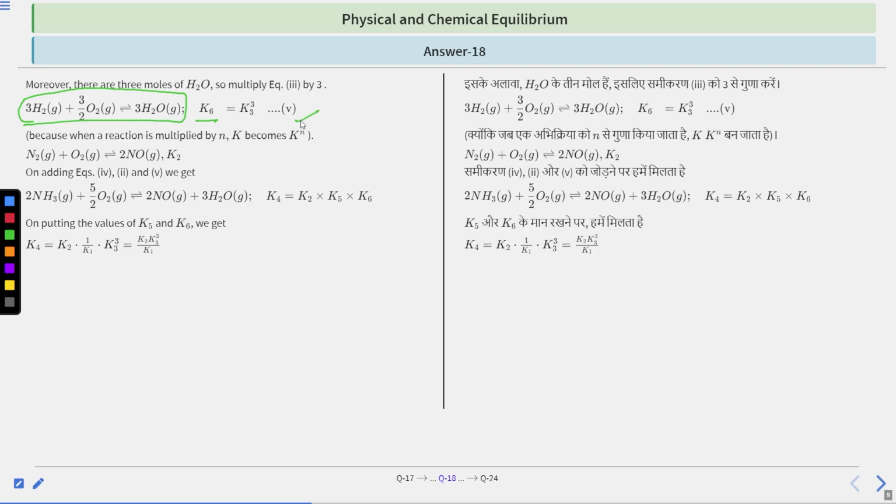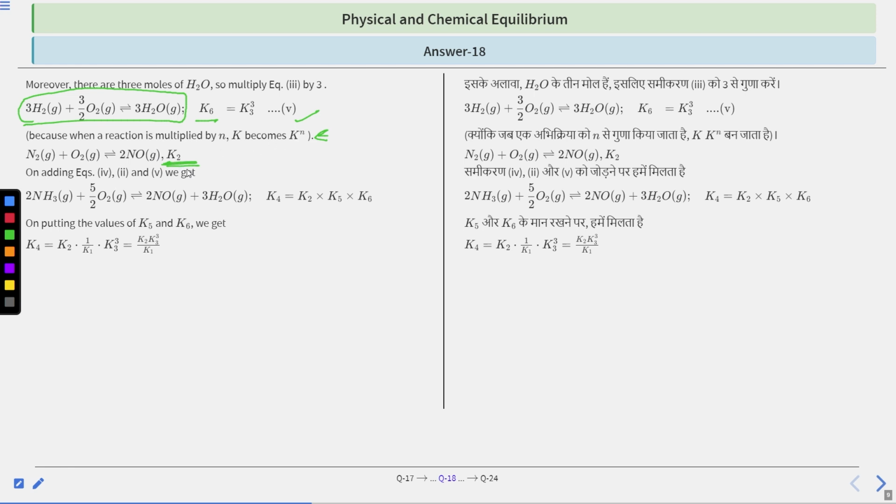Let's suppose this is the fifth equation. Because when a reaction is multiplied by n, K becomes K to the power n, we know this concept. That's why K6 will become equal to K3 to the power 3, because we multiplied the third equation by 3. Now, N2 plus O2 gives 2NO. It has the equilibrium constant K2, which is given.